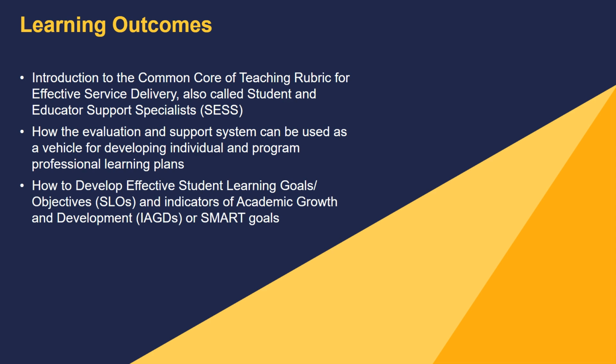Additionally, we will discuss developing effective student learning goals or objectives. For the purposes of this module, the phrase Student Learning Objectives, or SLOs, will be used. In addition to the SLOs, a review of how to build targeted indicators of academic growth and development, referred to as IAGDs, or SMART goals, that are identified in the CCSCF and the ASCA model. And finally, we will provide several resources from the State Department of Education.